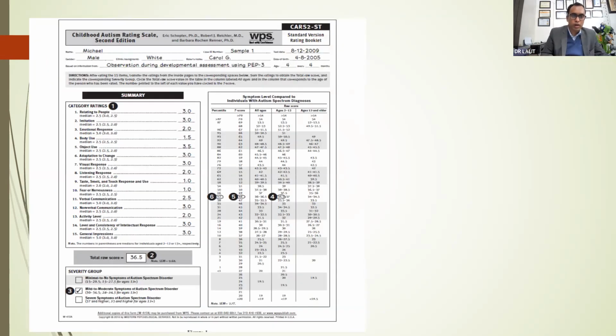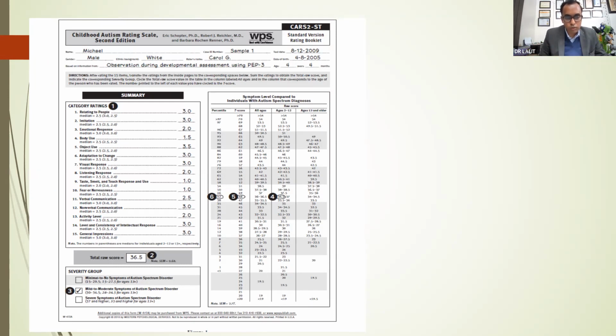So this is a scorecard. When we go for a total, how do we calculate the total raw score? These were the various categories: response to people, 3. He has given scores for all the categories in this child. On all these 15 items, scores from 3 to 1.5 and so on were given. Then we calculate a total score, which comes out to be 36.5. So this is the total raw score for this child.